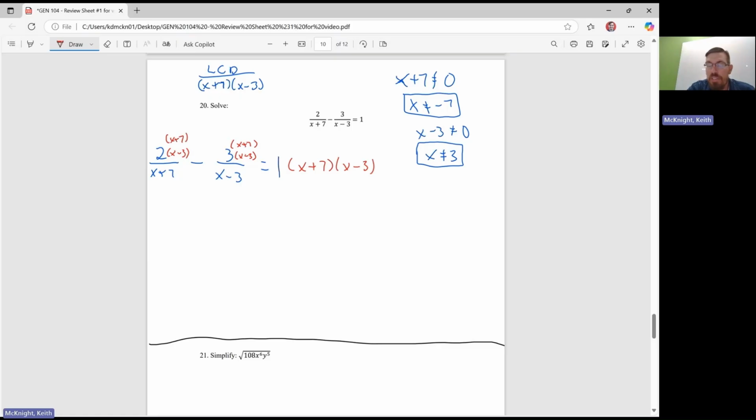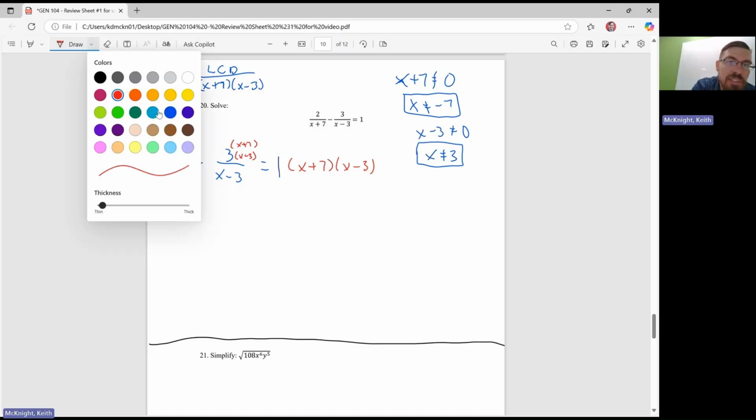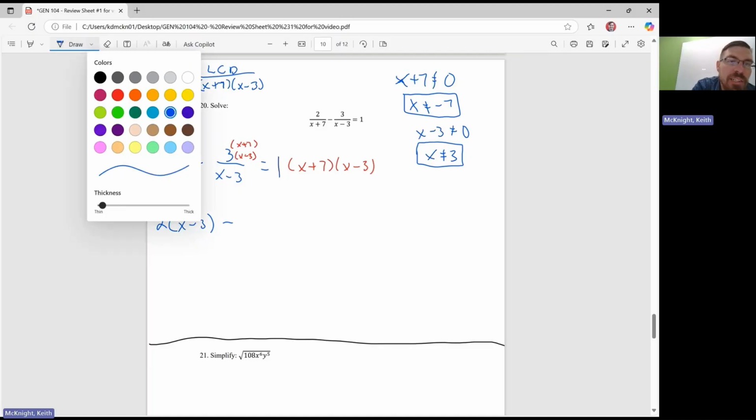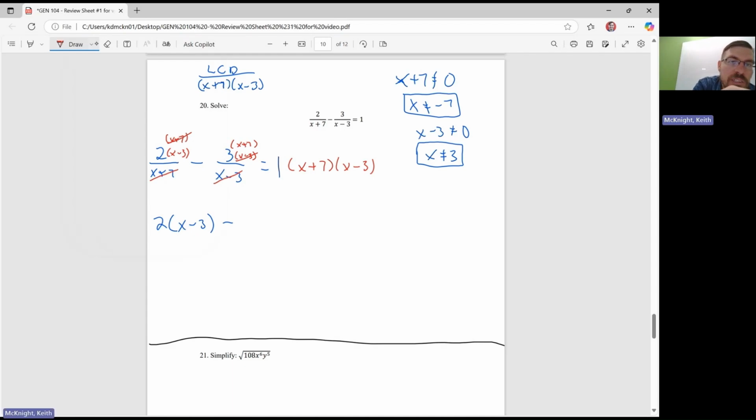Now we're going to go through and cancel anything that can cancel. So we're going to see, okay, well, in our first one here, the x plus 7 will cancel with the x plus 7. That's going to leave us with just 2 times x minus 3, no more fraction, minus. Now for the second one, the x minus 3's will cancel, which is going to leave us with just 3 times x plus 7 equals, now over here nothing's going to cancel, so we're just going to have x plus 7 and x minus 3 because 1 times this is just itself.